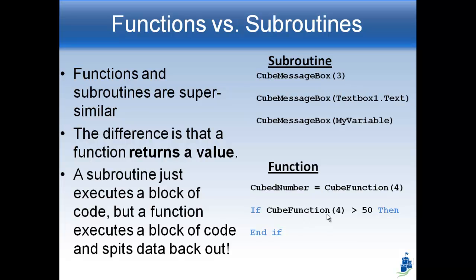Another example, you could say if CubeFunction of 4 is greater than 50, right? So let's say this CubeFunction, which is made up, cubes the number 4. Then we can say, all right, this will do that. It will cube 4 and give you whatever that is. 4 times 4 is 16, times 4 is 64. And if that's bigger than 50, then we can say, whoa, that's a big number. But the point is, when we run a function, not only does the function execute some special block of code, and not only can we pass it arguments, but it actually returns a value. In CubeMessageBox, it sent it out in a message box, right? But actually, the function spits it right back out here, and we can put it right into some other variable or test it in an if statement or anything we want.